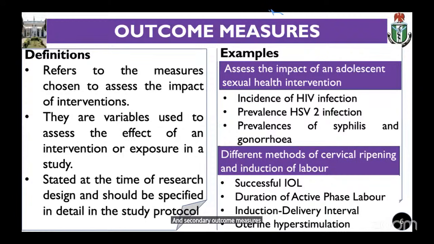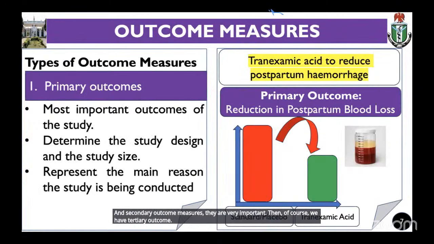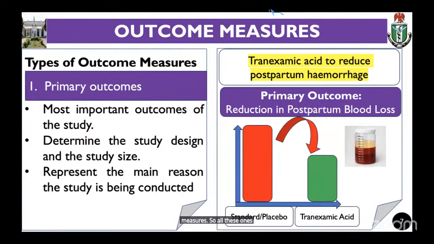They are very important. Then, of course, we have tertiary outcome measures. So all these will enable the candidate to sieve out which outcome measures are very much related, closely related to the subject or the study design. Which one is closely related to the primary objective? Which one is closely related to his research question? Which one is closely related to his hypothesis? So that must be established. If that is established, then it becomes important for you to look at your primary outcome measures along that line.